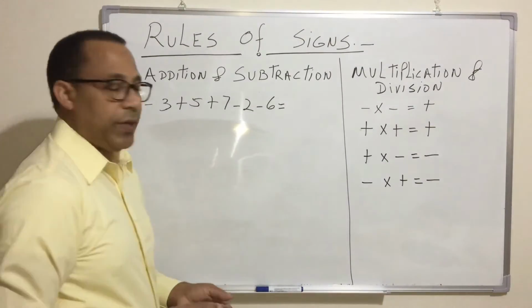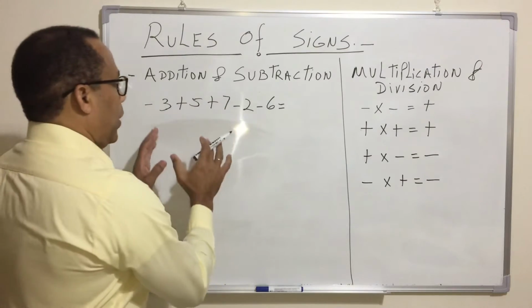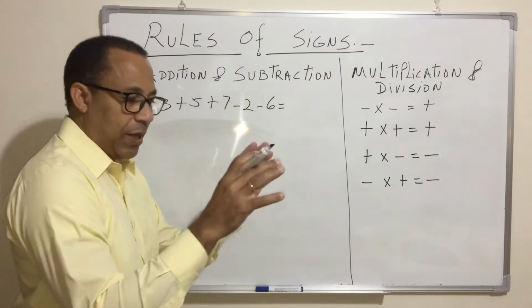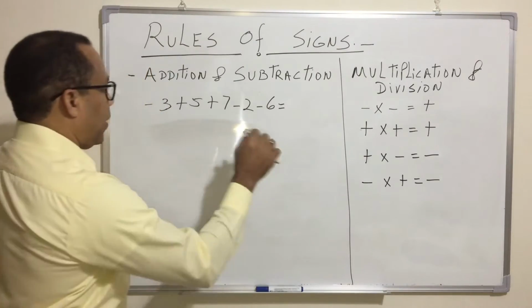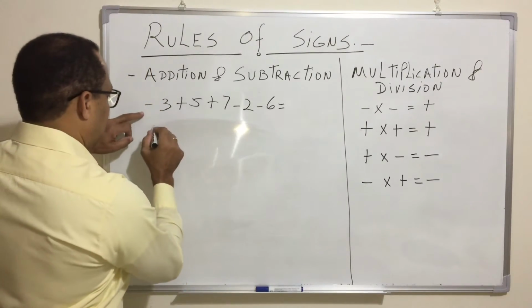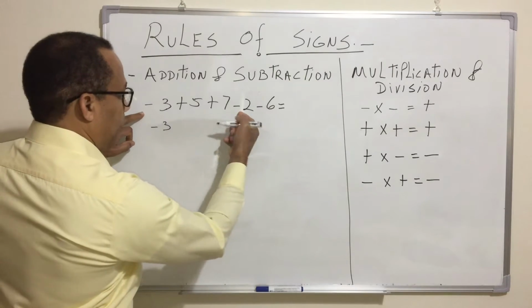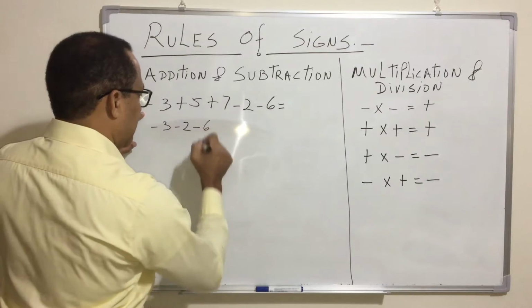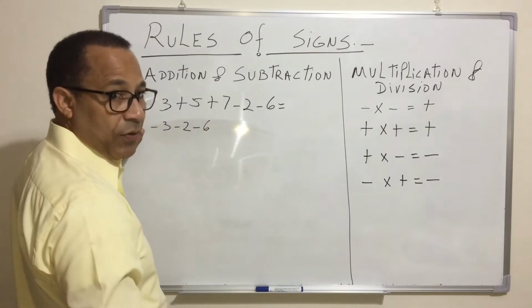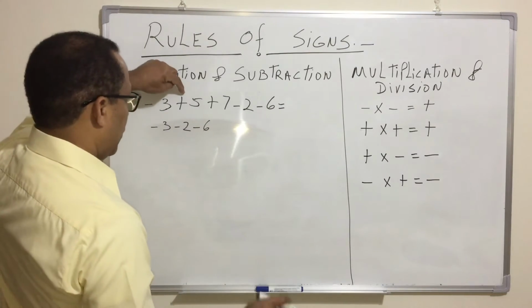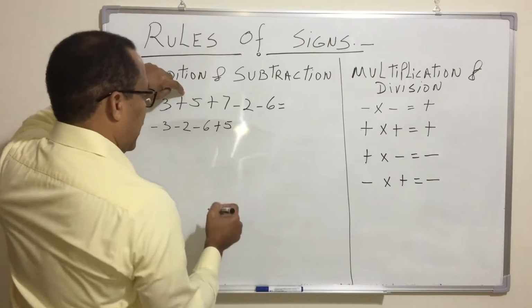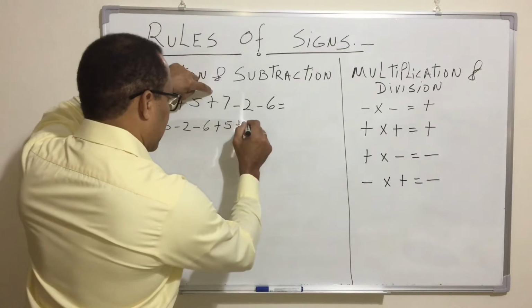What I'm going to do is group the numbers with the same signs. I'm just going to put them together. So I'm going to take the negative 3, I'm going to copy the negative 2, I'm going to copy the negative 6. No more negative numbers. So now I'm going to bring down or copy the positive 5, and I copy the positive 7.